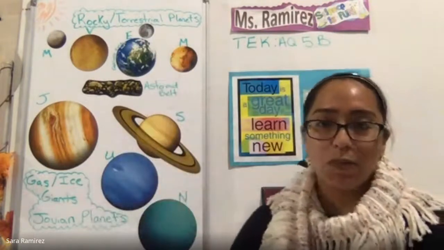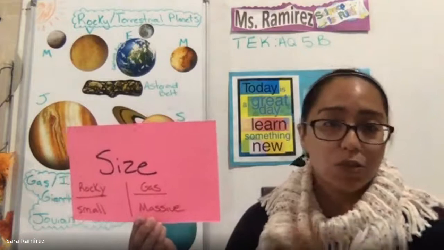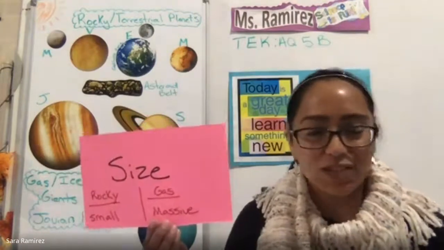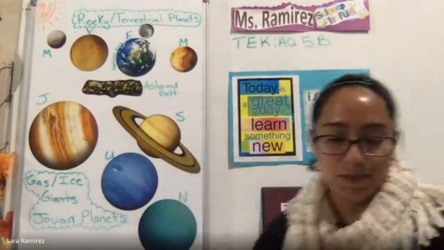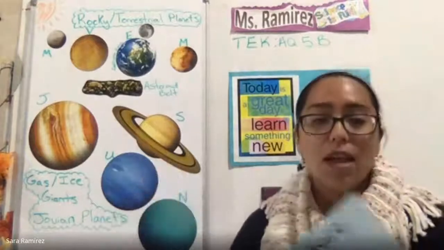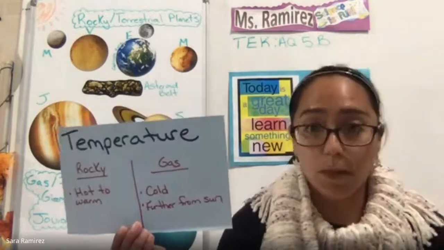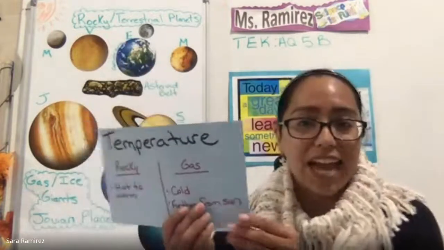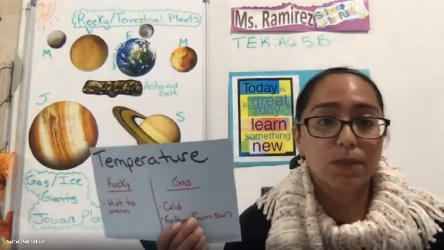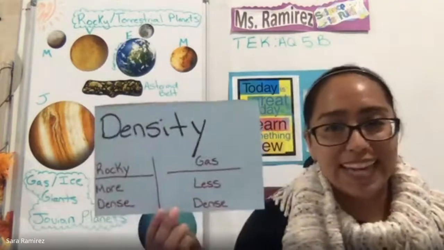So the first thing that we're going to talk about, we are going to look at the differences in size. Just by looking at our little example here, we can tell that the rocky planets are generally much smaller in comparison to our gas giants. And as their name implies, gas giants are generally more massive. And as we notice, the further away we get from the sun, the bigger the planets get. So that affects the temperature of these planets. Our rocky planets are generally going to be a lot warmer because they are closer to our sun. And then the gas giants, or those Jovian planets, are going to be much colder because they are further away from the sun.